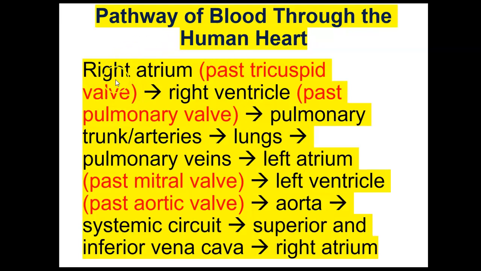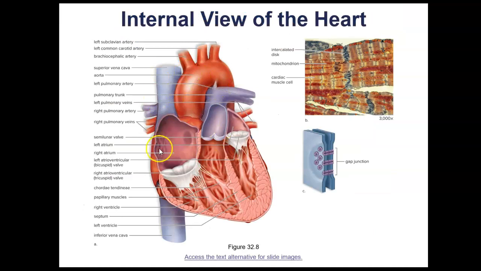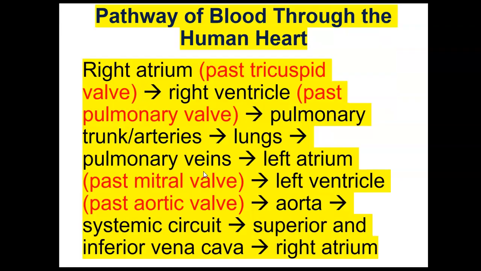This is the pathway of blood flow through the human heart that I just typed out so you could have it, and you need to learn it. So it's right atrium, past the tricuspid valve, to the right ventricle, past the pulmonary valve. And as you're going through this list, it would be great if you could open this up, and also be able to recite this list as you point to the structures in figure 32.8. That's how you're really going to learn it.